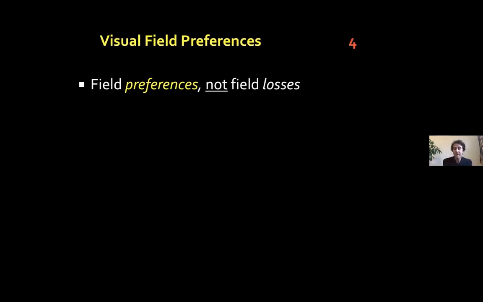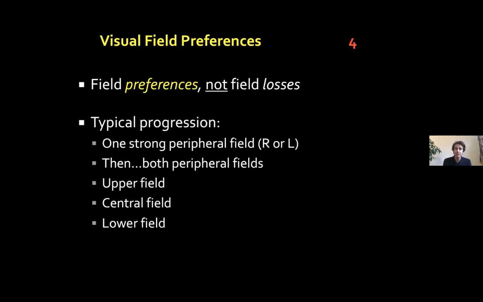A child with CVI tends to have field preferences, and the typical progression from phase 1 earlier on the CVI range all the way up towards phase 3. First, what we see is one strong peripheral field. So I'm only seeing things on my right side. It could be right or left. And then as the child progresses, it's right and left, and then it's upper, and then finally central when we start to see that eye to object contact and fixation.